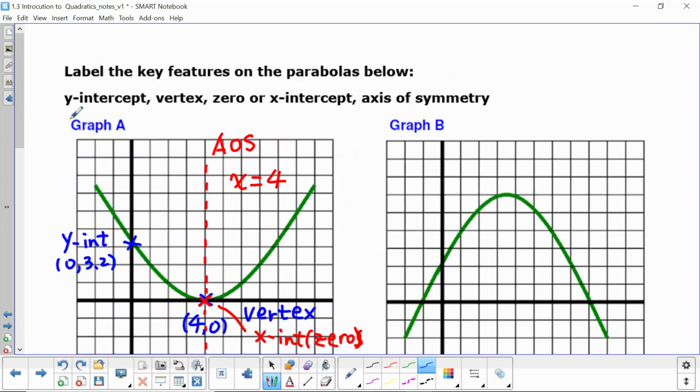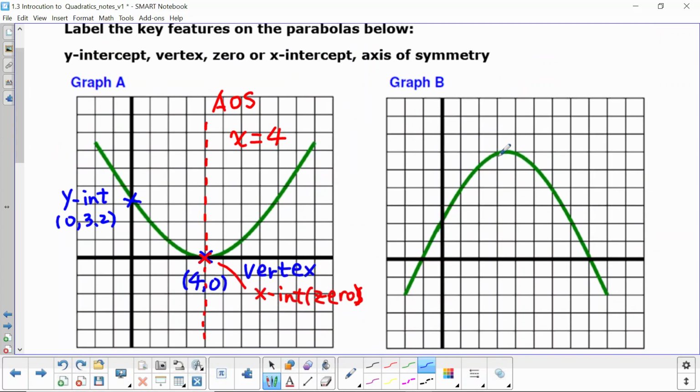Now we are going to take up answers for graph B. So we find the y-intercept first. The y-intercept this time is a nice one. The x value is 0, the y value is 2. The vertex is the lowest or highest point. So 1, 2, 3, 3.5 is around. The x value is 3.5. The y value is 1, 2, 3, 4, 5, 6. So the vertex is 3.5, comma 6.